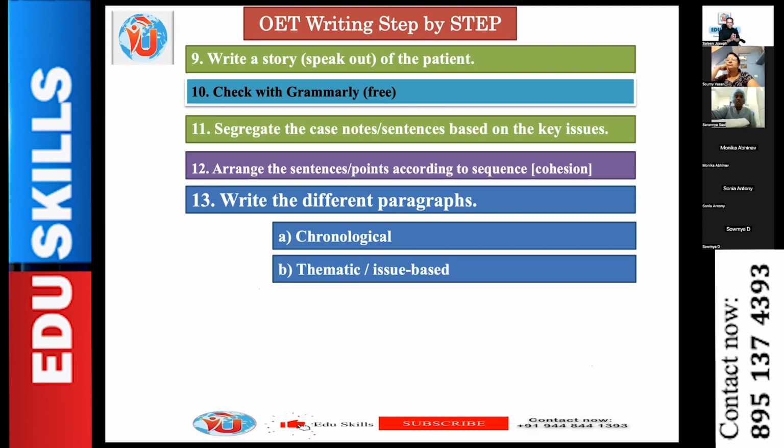And the second one is thematic or issue based. As I said, if you have many issues, 1 or 2 or 3 issues, you will be sequencing your paragraphs as per the issues. The main issue will come first, then the secondary issue, then the third issue. So it will be based on a theme or an issue. Each paragraph will have a theme. Either you can follow chronological or thematic. Today I'll be showing you both, how you can even combine both. Definitely you have to give the date and data even when you write issue-based paragraphs.